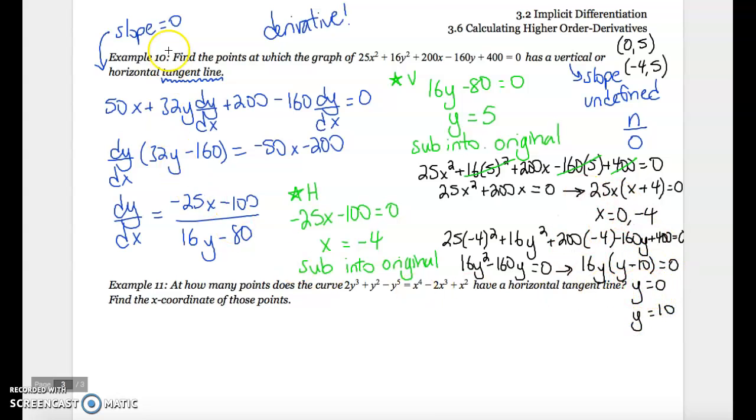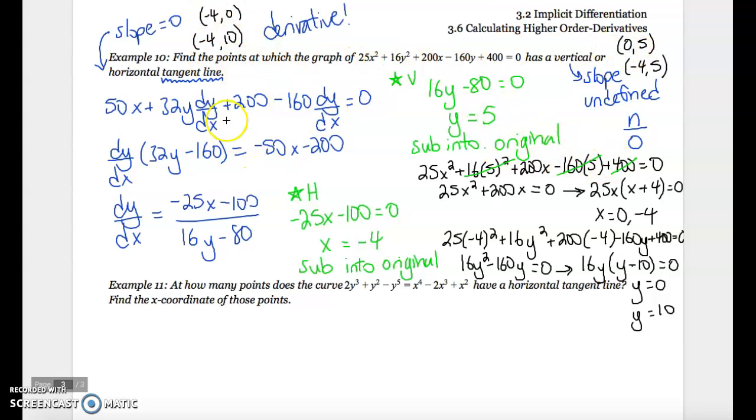So my points for a horizontal tangent line would be (-4, 0) and (-4, 10). Right? So it was okay that this -4 appeared over here as well. Because this isn't a function, your x value can have more than one y value. And so it's okay that the points (-4, 5), (-4, 0), and (-4, 10) all exist. You're just identifying which one of them would produce a horizontal or vertical tangent line.